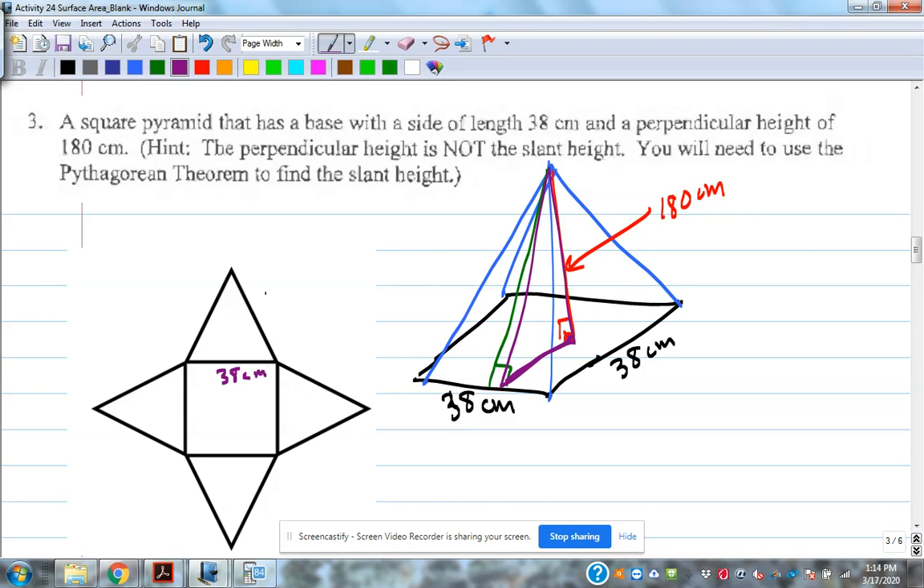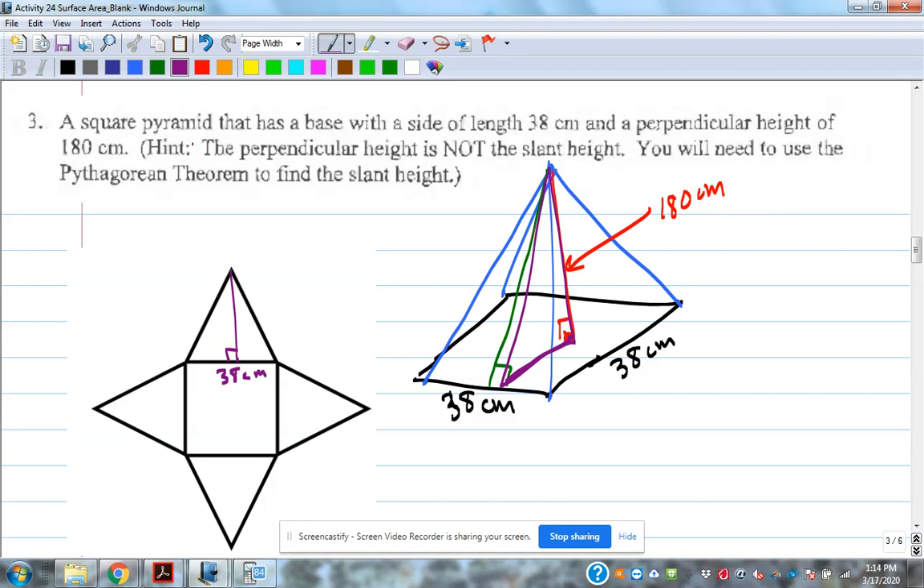So we got 4 triangles and a square. The square is easy. The triangles are a little bit more difficult because to find the area of a triangle, you need this length, the height, and the base out of that. So the base of those is 38, but the height we've got to find.